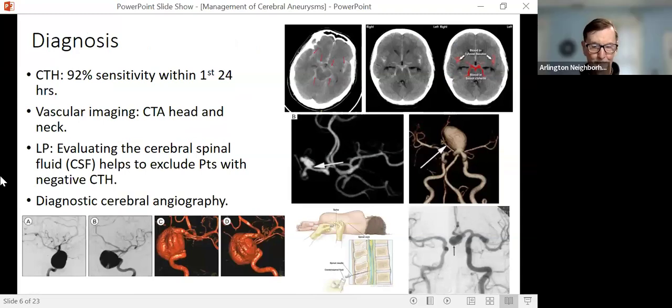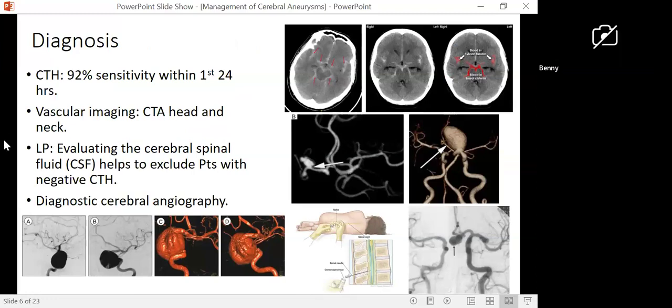Yes. So the diagnosis of subarachnoid hemorrhage, whenever someone comes in with the worst headache of their life, they immediately need to get a CAT scan of the head. And that CAT scan is very sensitive for showing acute blood. So it's like 92% sensitive for showing blood within the first 24 hours.